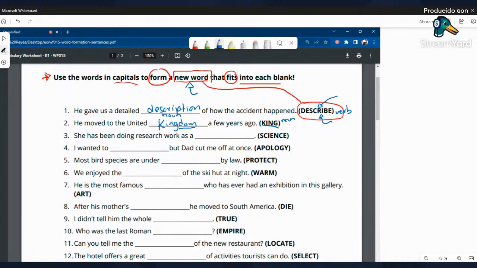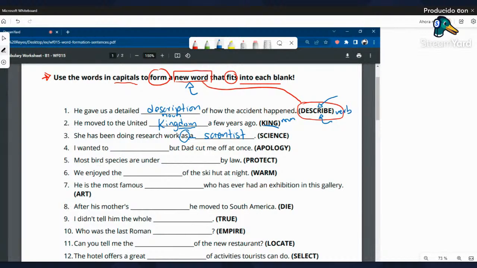Okay, let's do number 3. She's been doing research work as a, and I need to use the word science and form a new word. I need a person because it says here she's been doing research work as a, and I need a person. How can we write the person who does science? Scientist. You see?